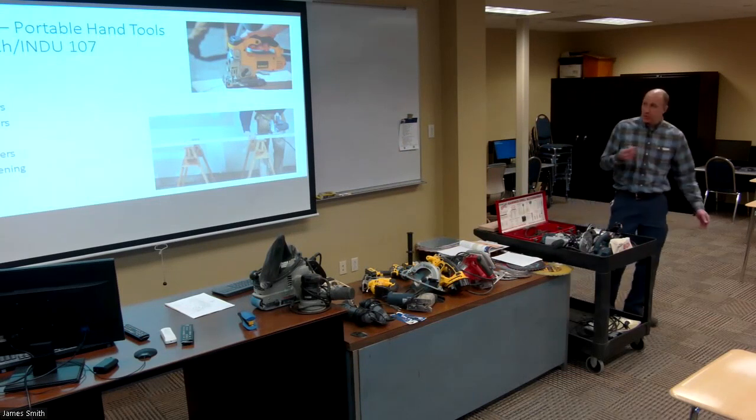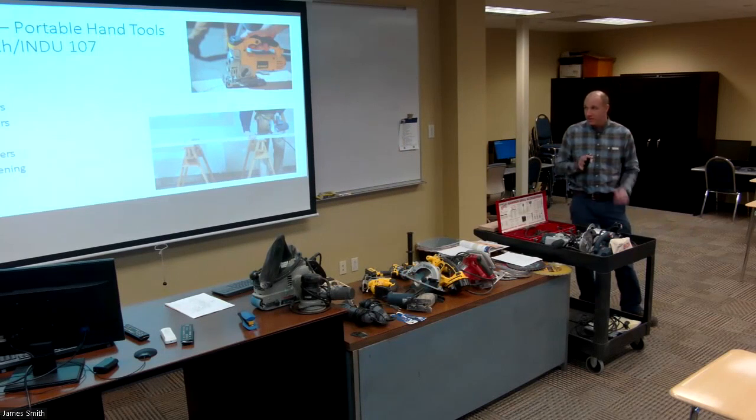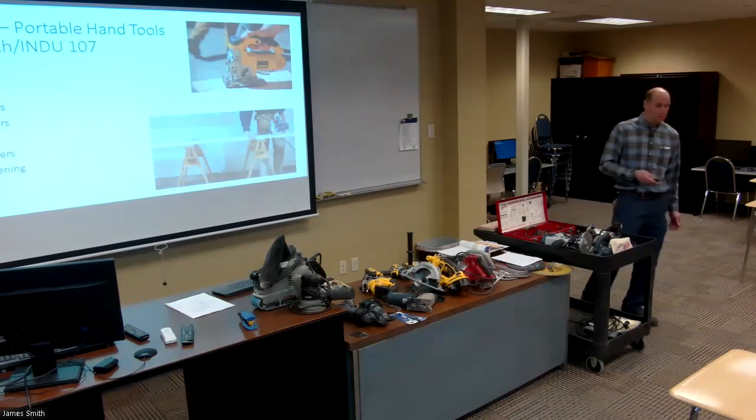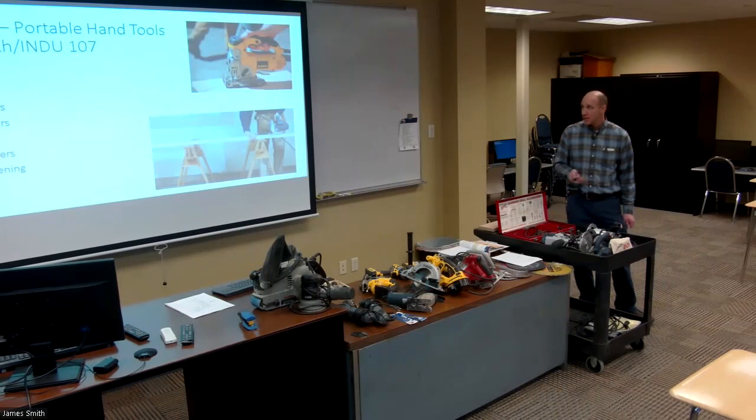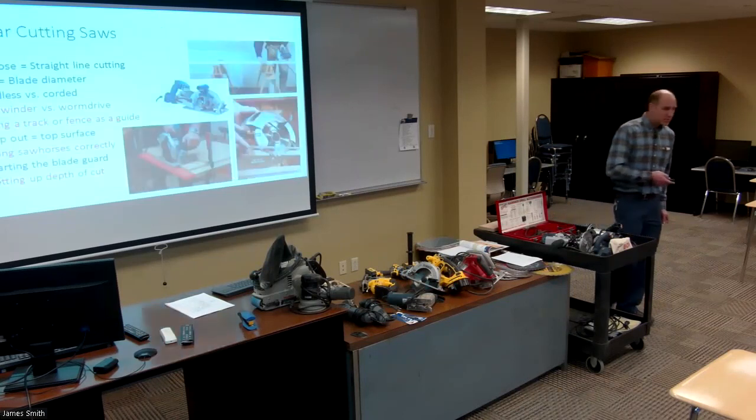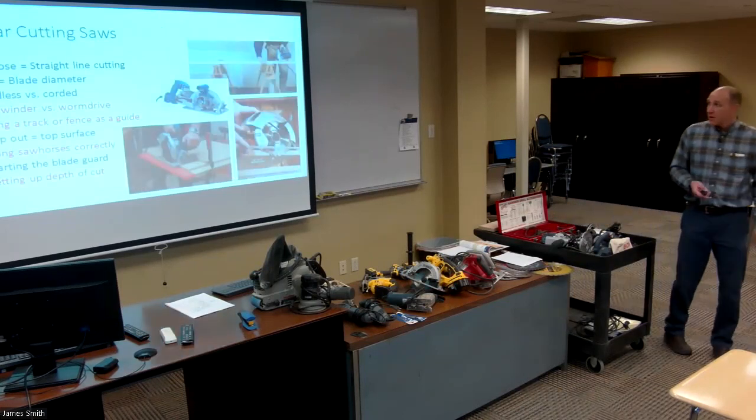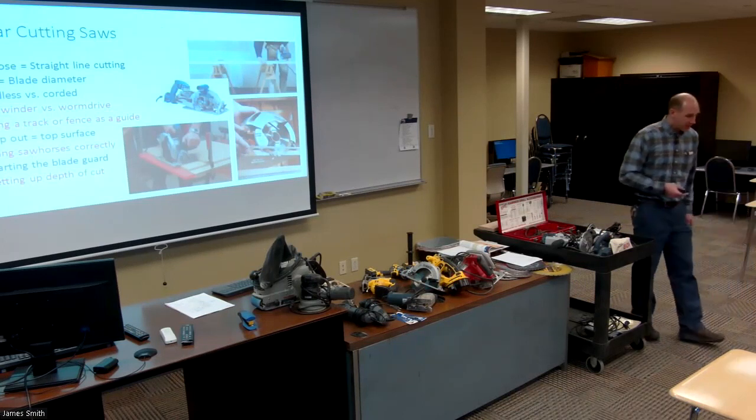In the chapters, they classify things in 5 or 6 different areas. You have your saws, planers, routers, drills, sanders, and fastening tools, okay? So we're going to get into each of these. Okay, so first thing is your circular cutting saws, okay?